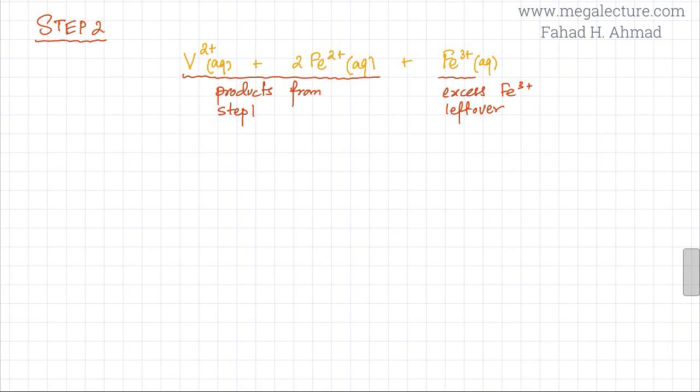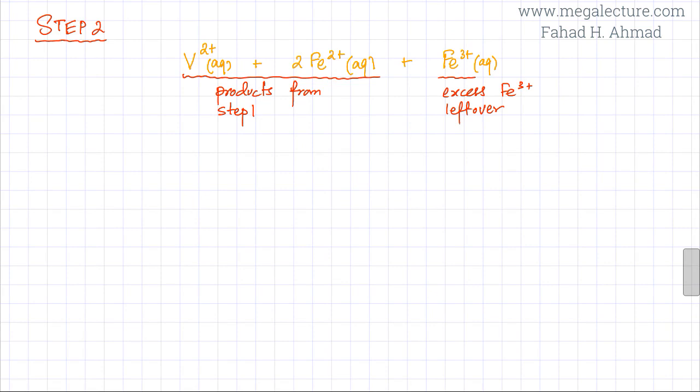So this here is my starting point of step 2. These are the products that were formed from step 1, and this is the leftover Fe3+ that was used as a reactant, but some of it was leftover. So we're going to try and figure out whether there's a reaction possible still.